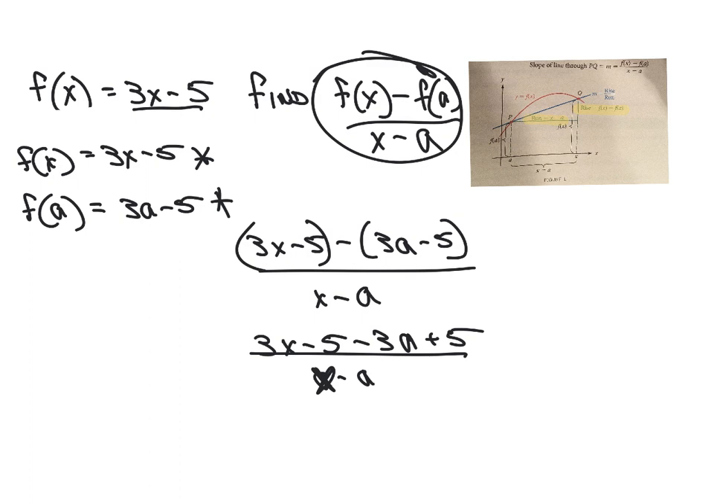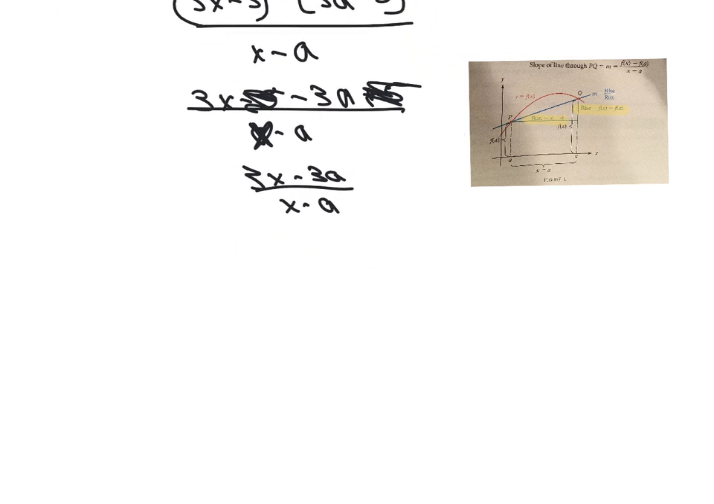So let's combine like terms. These go away. Negative 5 plus 5 is 0. Leaving me with 3x minus 3a over x minus a. Let's move this up. And I'm going to factor a 3 out. Cancel, cancel, and I'm left with 3.